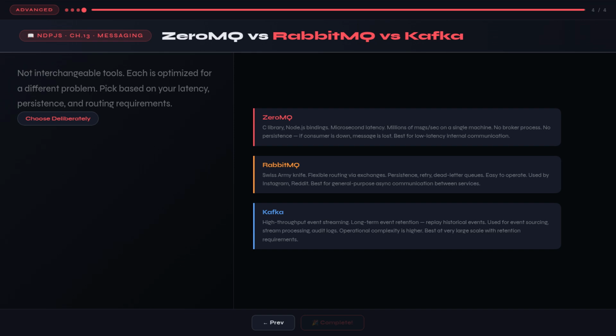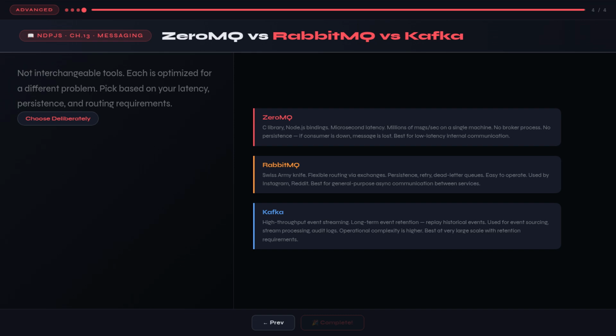Broker-based messaging, using RabbitMQ or Kafka, is the right choice when you need persistence, guaranteed delivery, complex routing logic, and loose coupling between producers and consumers. RabbitMQ is the Swiss Army knife: flexible routing with exchanges and queues, easy to set up, great tooling, used by Instagram, Reddit, and many other large platforms. Kafka is optimized for high-throughput event streaming with long-term event retention, used for event sourcing, stream processing, and audit logs where you need to replay historical events.